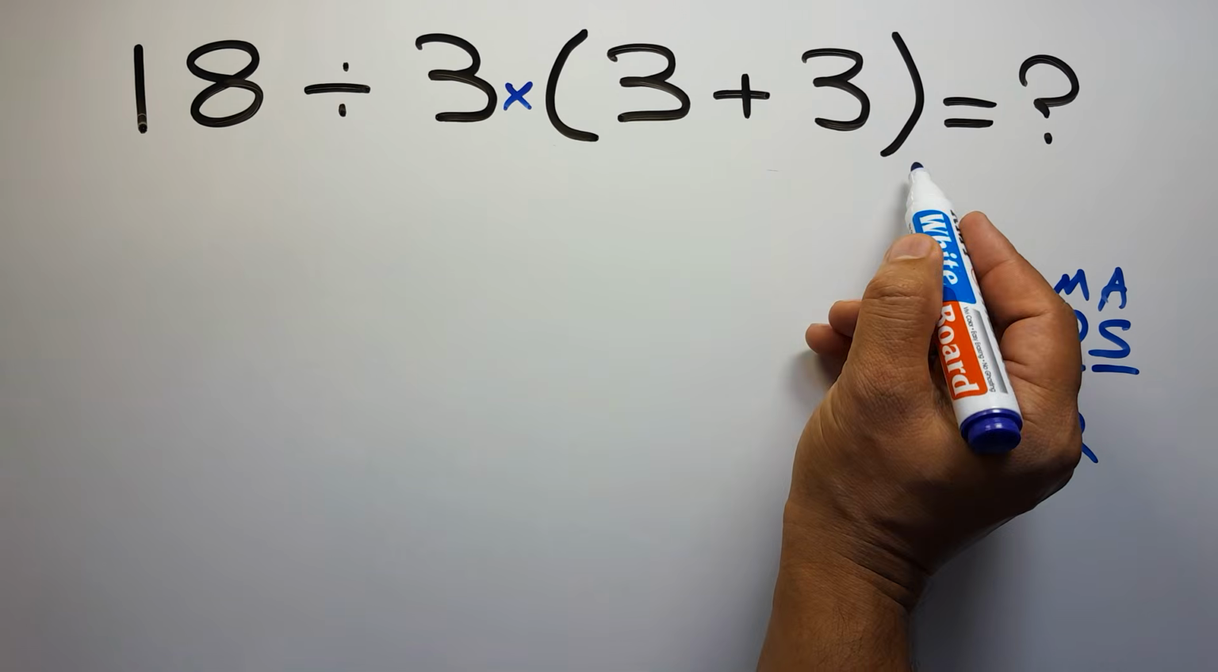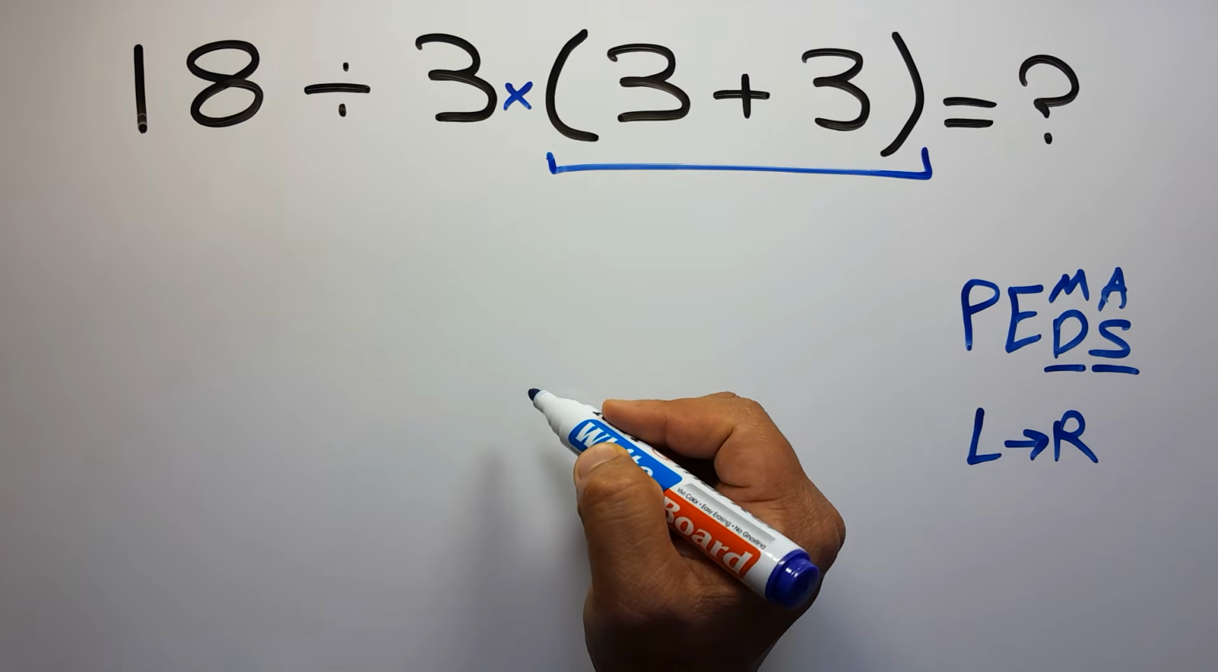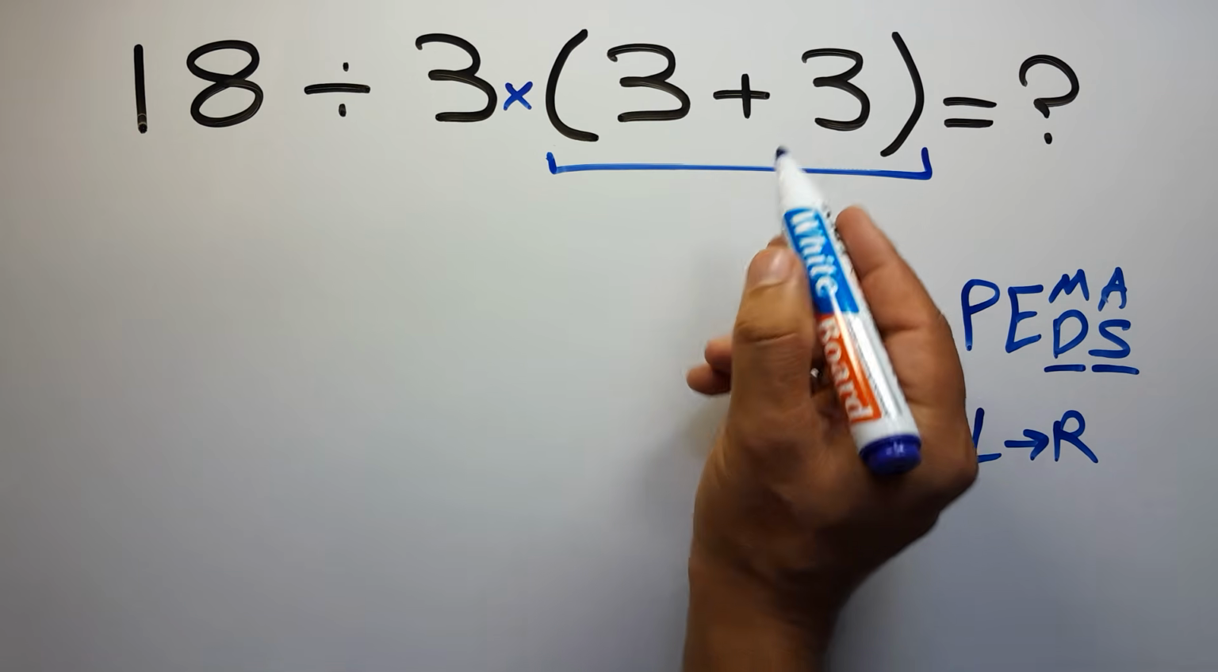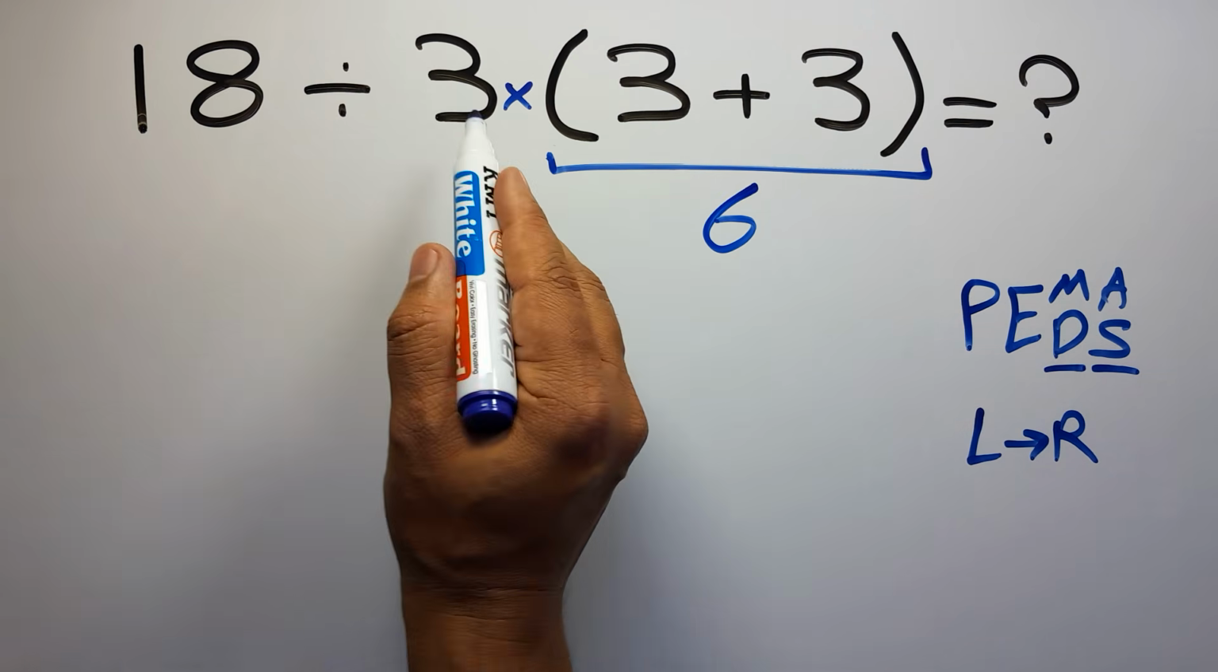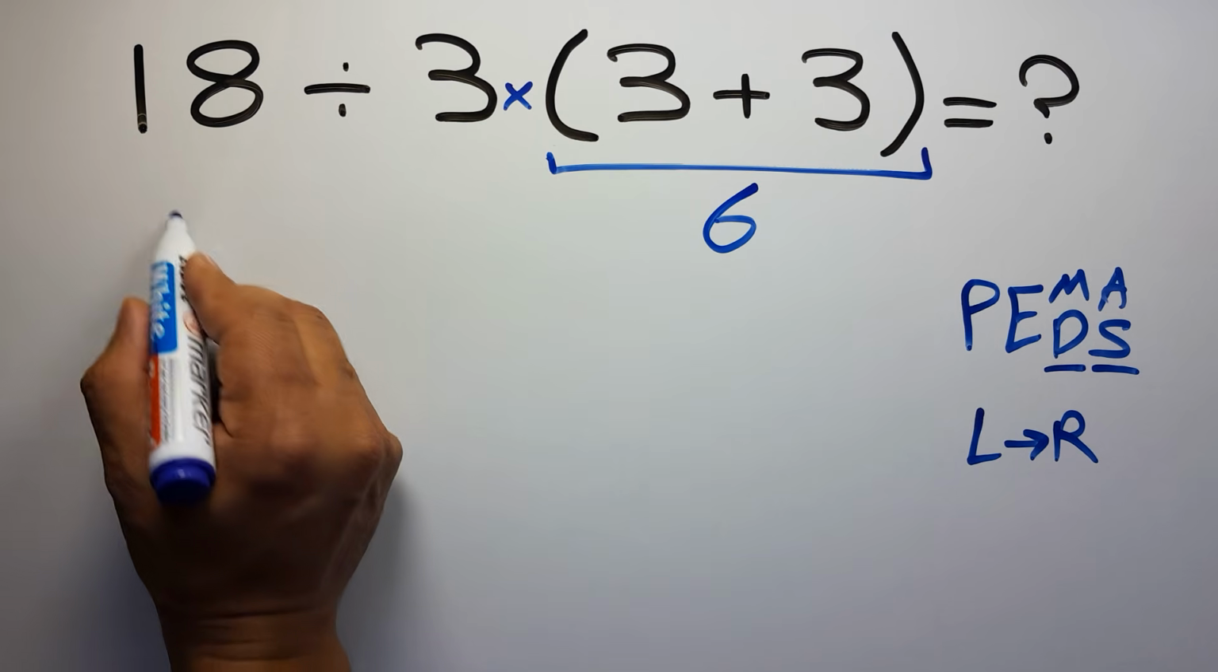So first we have to do this parentheses. Inside this parentheses we have 3 plus 3, which equals 6. So we have 18 divided by 3 then times 6.